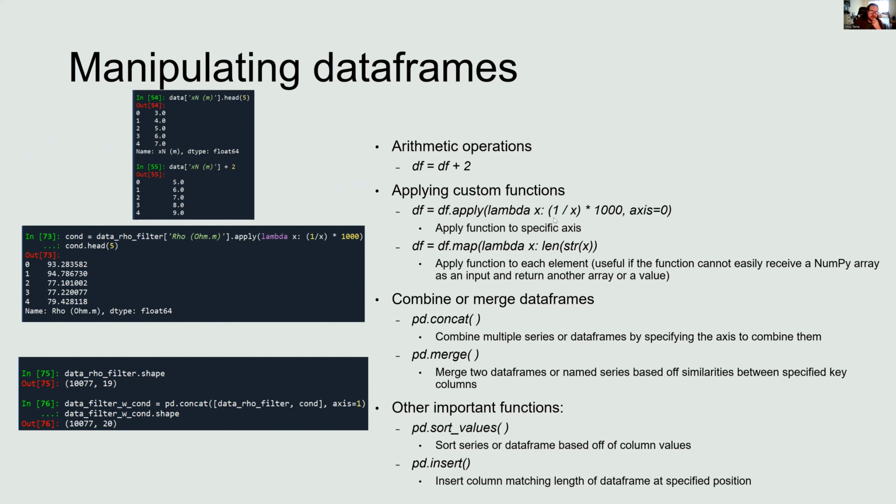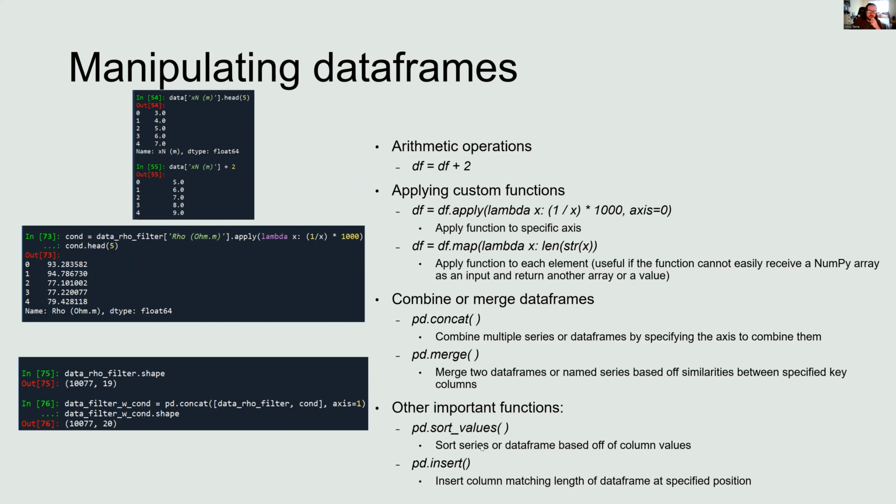You can apply custom functions. For instance, one thing I did here is I took that resistivity column in ohm meters and applied a function to convert it into electrical conductivity, converting it from ohm meters to millisiemens per meter. And so did dot apply.